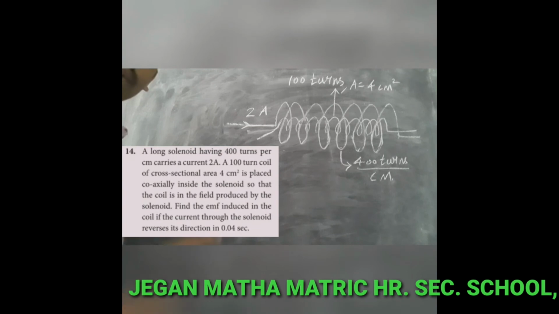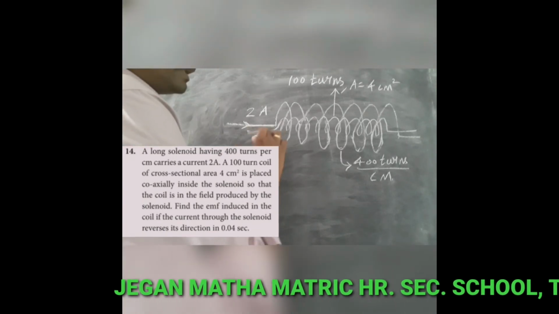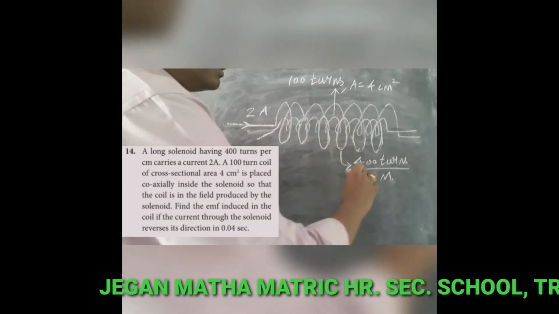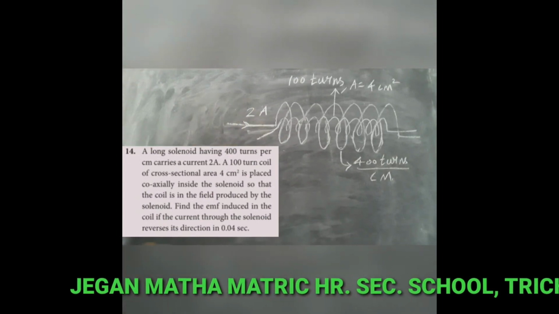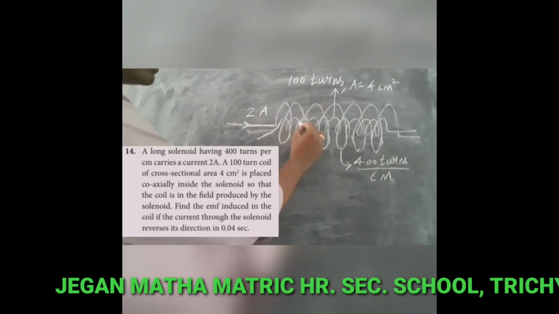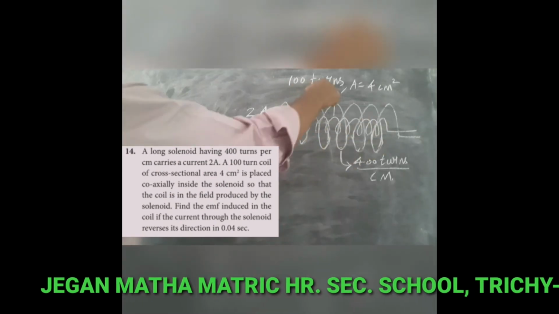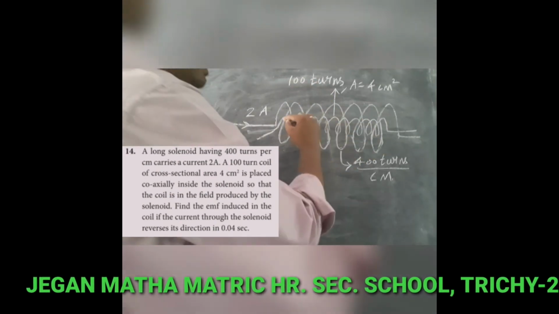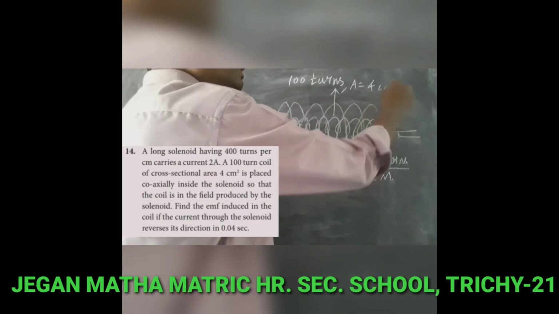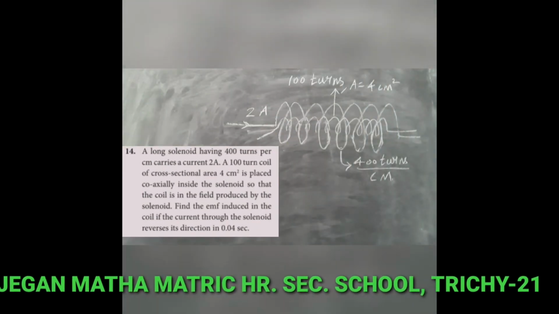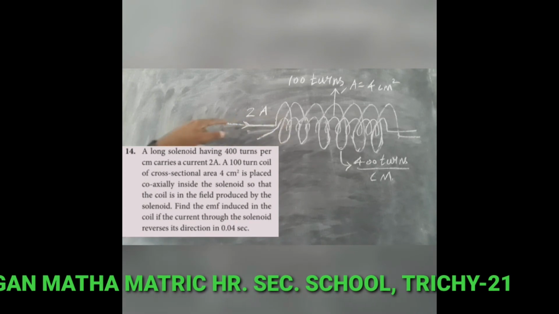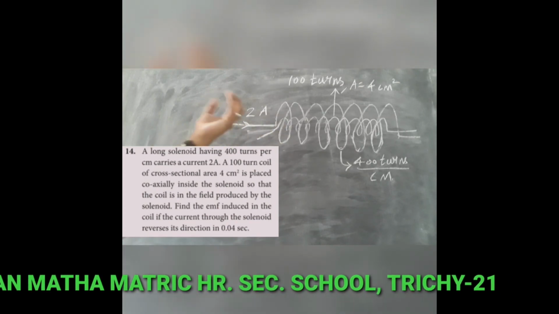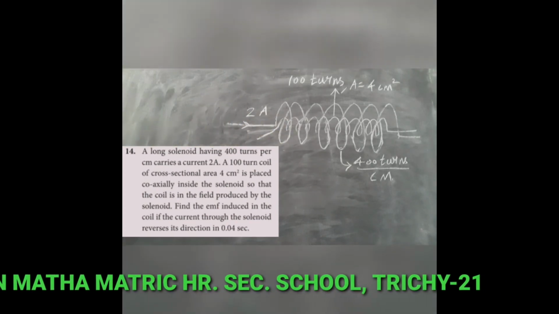So let us take the 14th problem. Here we have a long solenoid which has 400 turns per centimeter that carries a current of 2 ampere. Inside that long solenoid we have a coil which has 100 turns and the cross sectional area of that small coil is 4 centimeter square. Then we have to find the EMF induced in the coil if the current through the solenoid reverses its direction in 0.04 seconds.